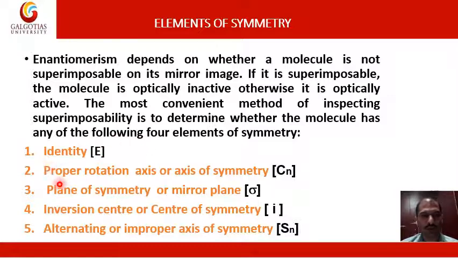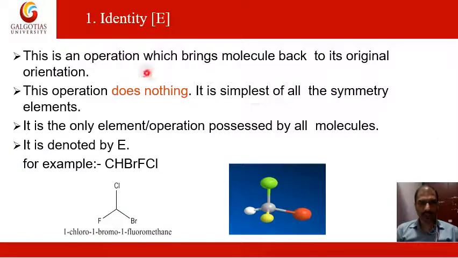But there are four important symmetry operations: the proper rotation axis or axis of symmetry, the plane of symmetry or mirror plane, the inversion center or center of symmetry, and the alternating axis of symmetry. We will discuss these one by one next. Identity is an operation which brings the molecule back to its original orientation. It means nothing is done to the molecule, and more accurately the size and the position of the particular atoms will be in the same place.